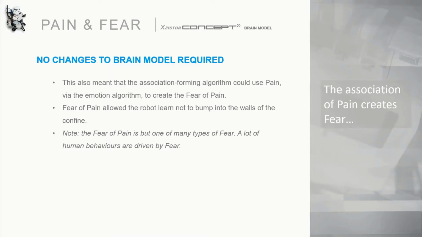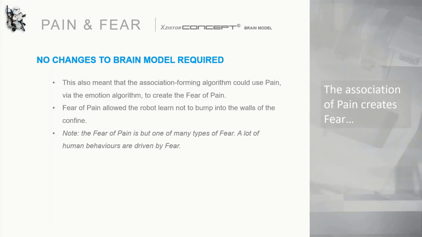This also meant that the association forming algorithm could use pain via the emotion algorithm to create the fear of pain. And the fear of pain allowed a robot to learn not to bump into walls and to avoid other obstacles. Just to make it clear at this stage, the fear of pain is but one of many types of fear. A lot of human behaviors are driven by fear.